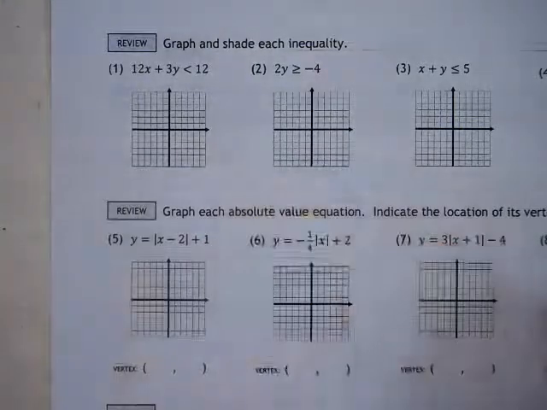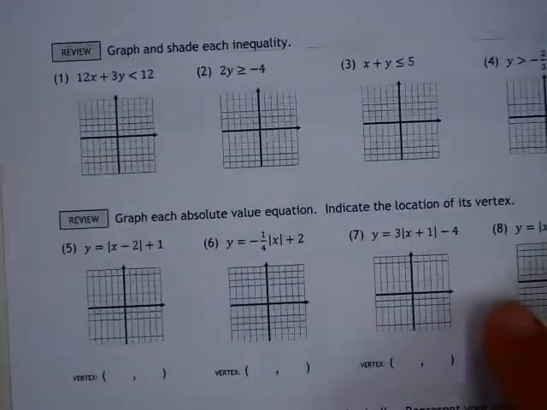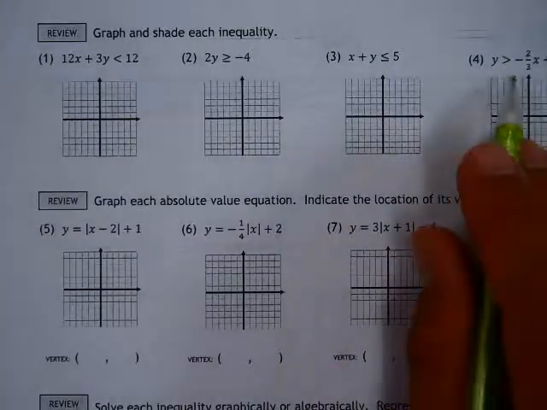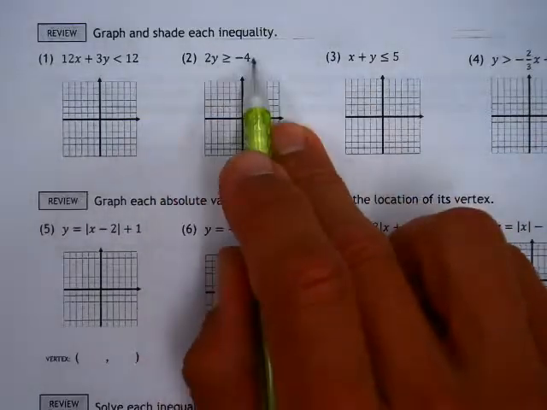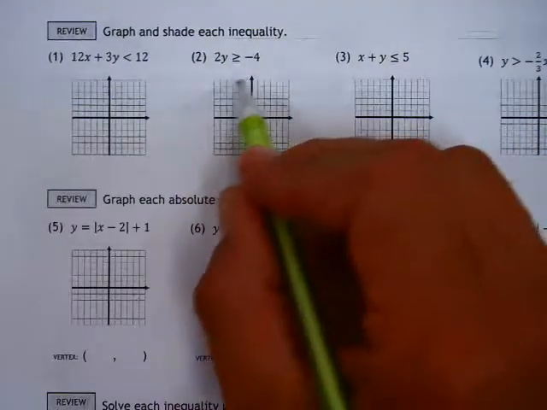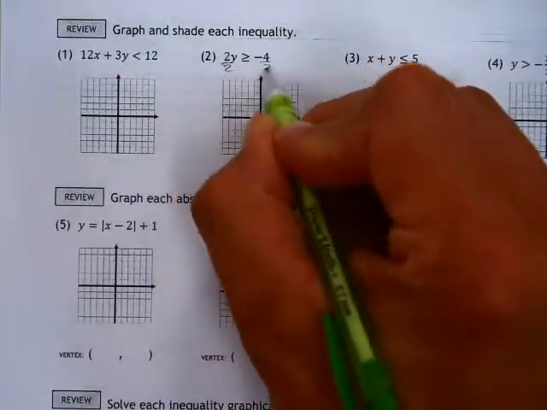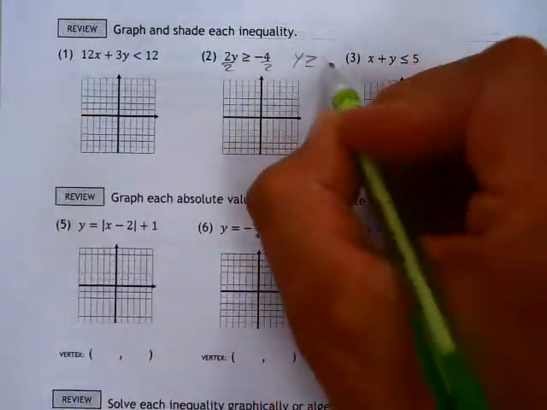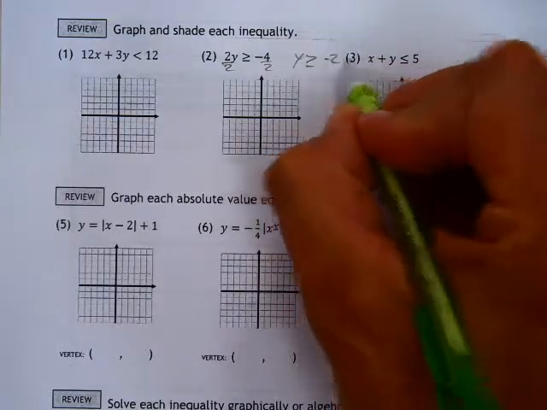We're going to look at a couple of these. Maybe I would say this is probably the easiest one, and so is that. Divide by 2, and you've got a... Okay, we'll do this one. Divide by 2, and you've got y is greater than or equal to negative 2.